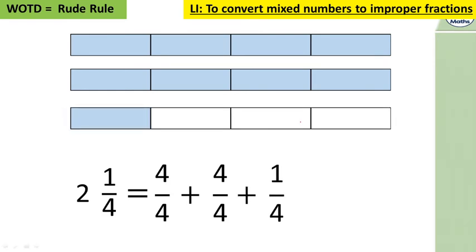So we have 4/4 plus 4/4 plus 1/4. Remember, when you're adding fractions, you just add the numerator, the number on top. The number on the bottom stays the same. So 4 plus 4 is 8, plus 1 is 9. So 2 1/4 is the same as 9/4. So 2 wholes and 1/4 is the same as 1, 2, 3, 4, 5, 6, 7, 8, 9/4.